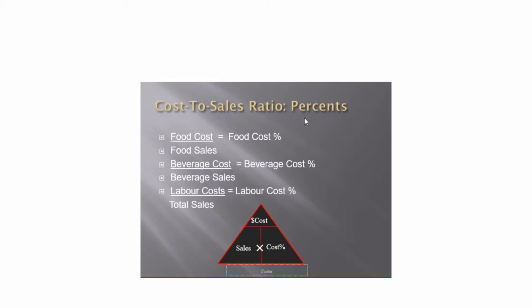So, for instance, if our food cost was $5 and our food sales were $10. Now, I know this is a bad example, but I just want to get the process down for you. Our food cost percentage would be 50%, so 5 divided by 10. Pretty straightforward.